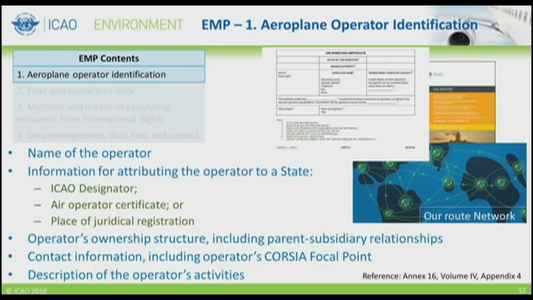If there is no ICAO designator for the operator, then the AOC, or Air Operator Certificate, will be used for the purposes of attribution. So if the operator has an AOC that has been issued by a particular state, then that state will be the administering state for CORSIA as well. If there's no ICAO designator or AOC, then the place of juridical registration will be used for this attribution.